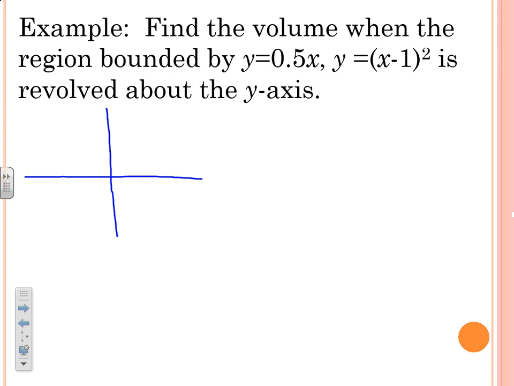So let's just talk about how we would get this region. We all know what it looks like right now. But y equals (x minus 1) squared is a parabola shifted to the right, and y equals 1/2 x is a line with slope 1/2. And we are going to rotate this about the y-axis. Since I'm asking you to use the shell method, we know we need parallel rectangles, and we know they have thickness dx. I need you to be able to look at a rectangle and know whether its thickness is dx or dy. Since this rectangle's thickness would sit on the x-axis, its thickness is dx.